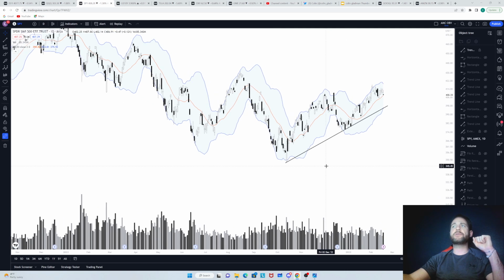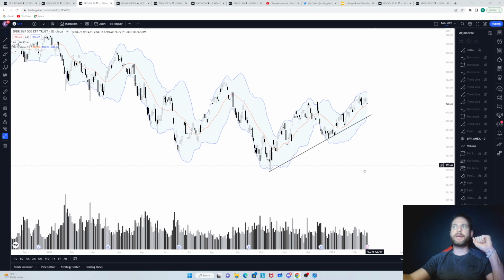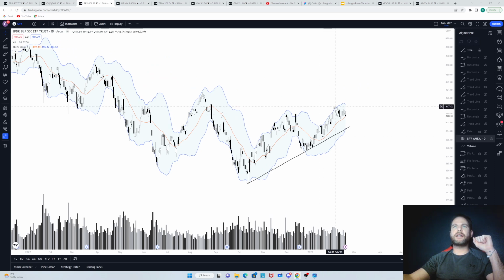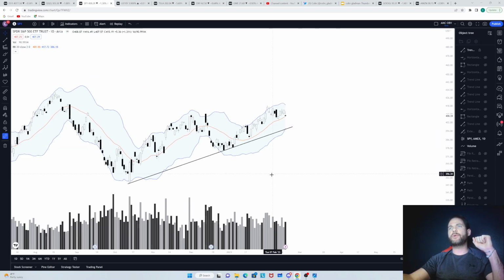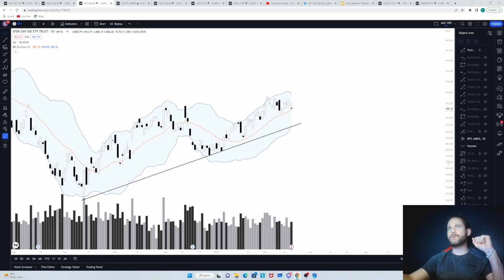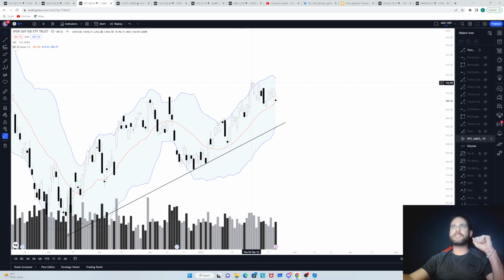Anytime it starts getting really overextended on Bollinger Bands, then you're going to have some consolidation and even some pullback. You can see right here, most recently on SPY, once it really gapped up and got outside the Bollinger Bands, now we've got accumulation going on. Above the midline in the Bollinger Bands is typically bullish momentum. Below is going to be bearish momentum.